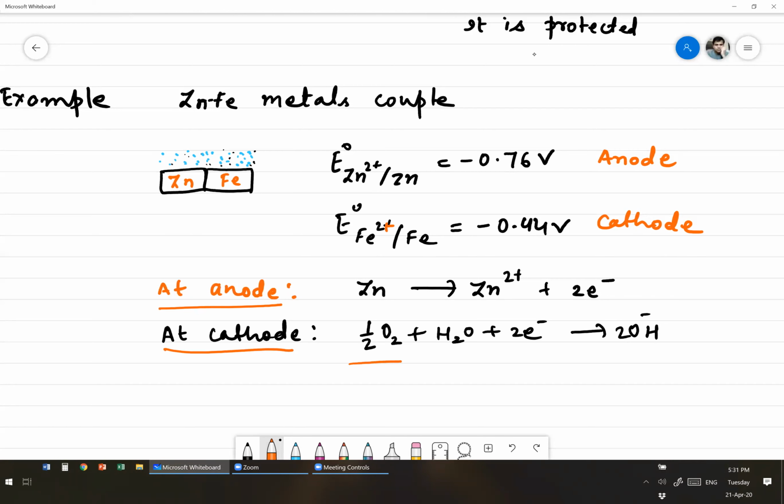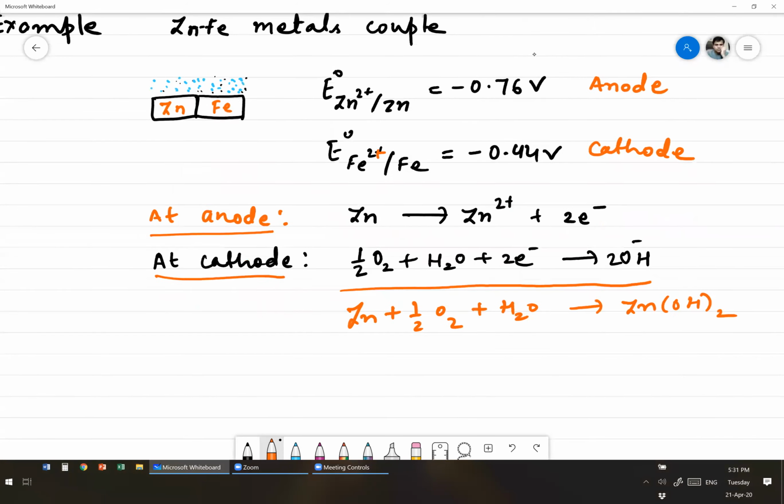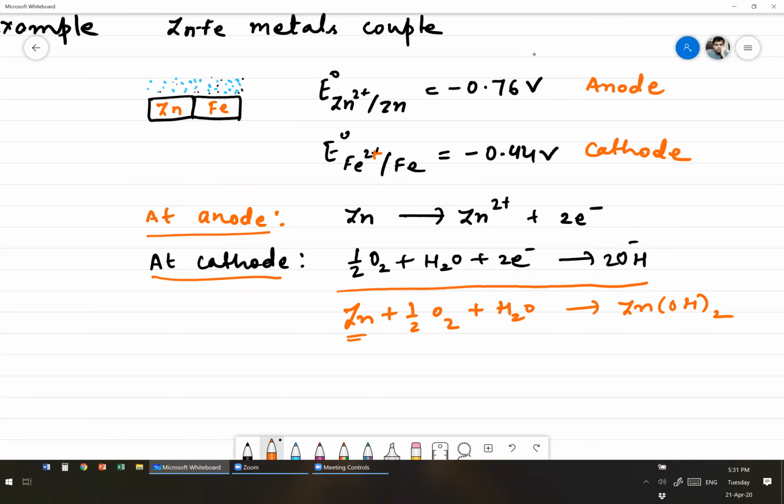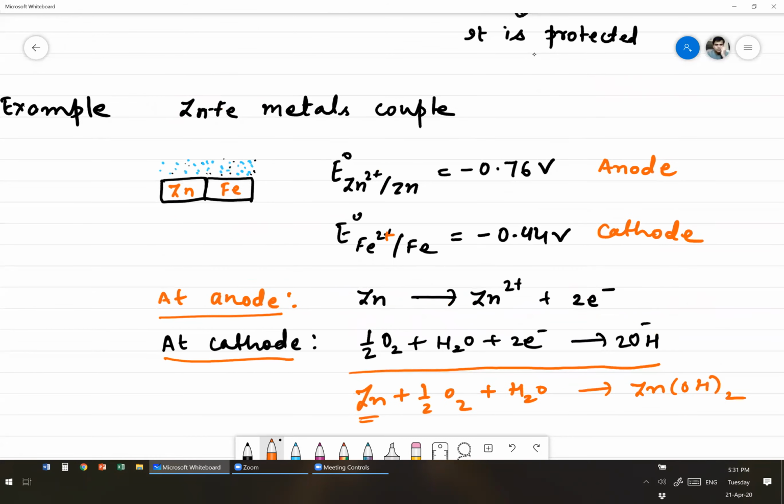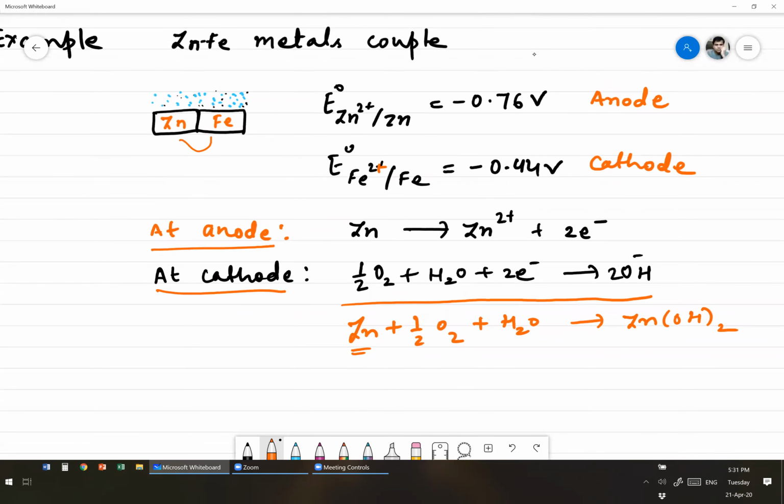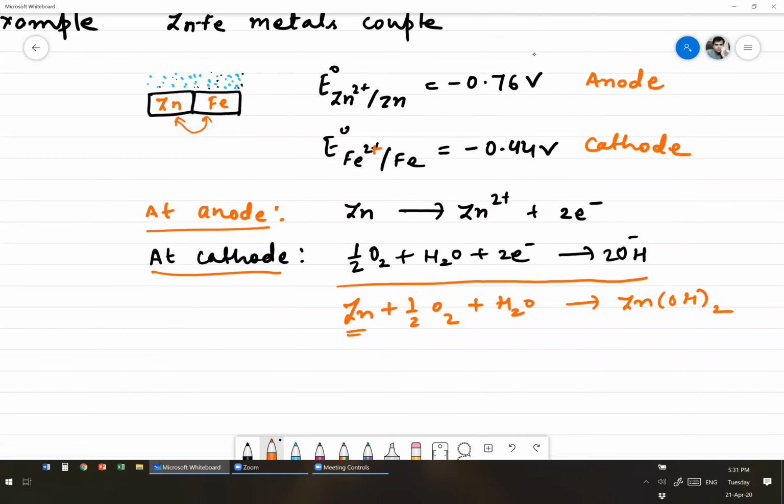And the overall cell reaction we can write as zinc plus half O2 plus moisture forms zinc hydroxide. So you can see here zinc metal is dissolving into the moisture, which acts as the electrolytic medium. When two such dissimilar metals are in contact, they undergo galvanic corrosion.